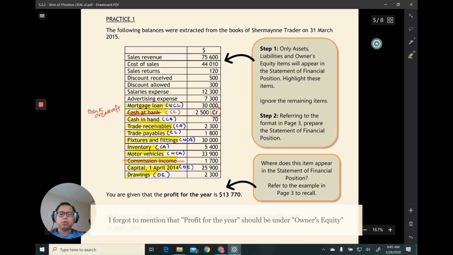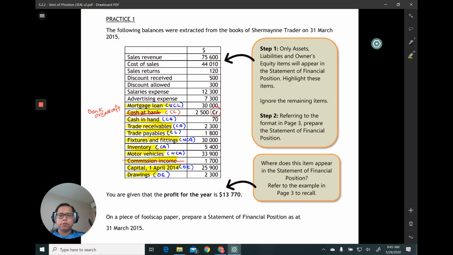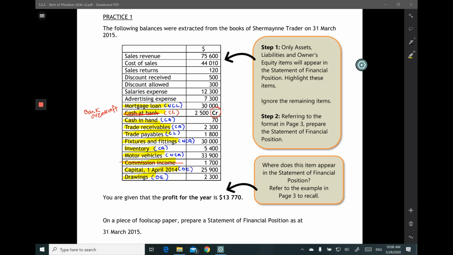Okay, so now that I have already labeled everything, you need to take out a foolscap paper so that you can prepare the statement of financial position on a piece of foolscap paper based on this question. So I'm going to use a foolscap paper to prepare my statement of financial position after this. All right.